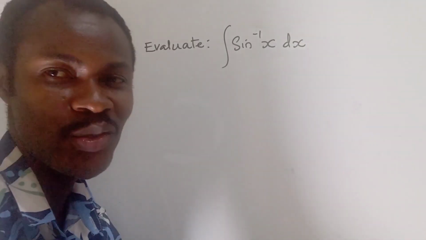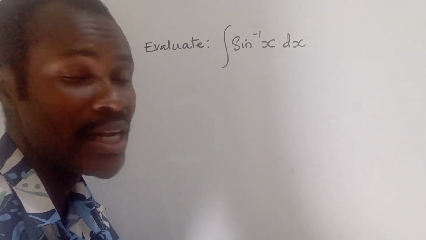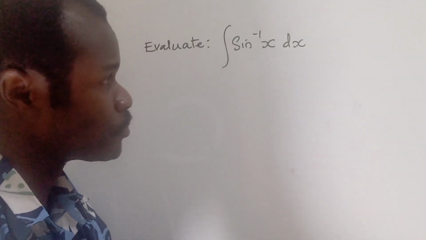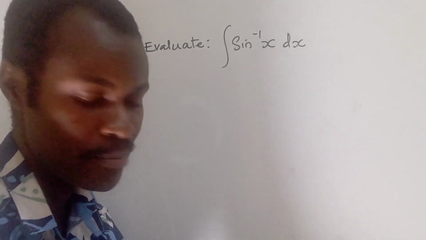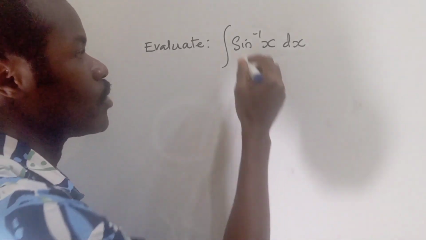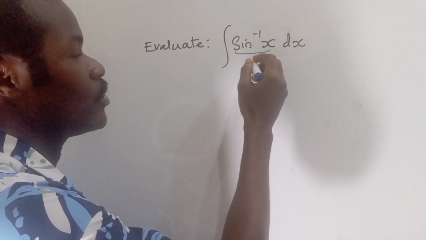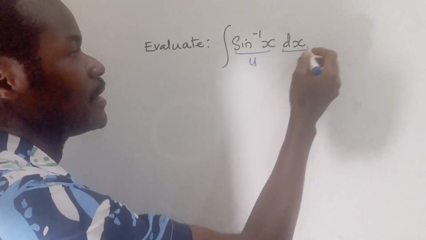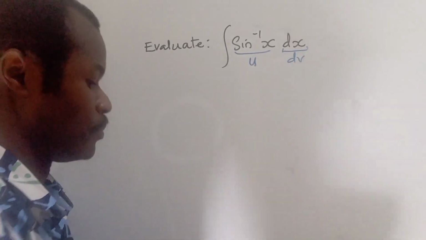So let's get right into this problem. It's actually a problem on integration by parts. So the first thing I want to do is identify: all this is going to be my u, and this is our dv.